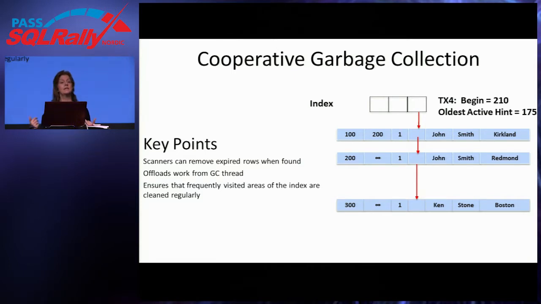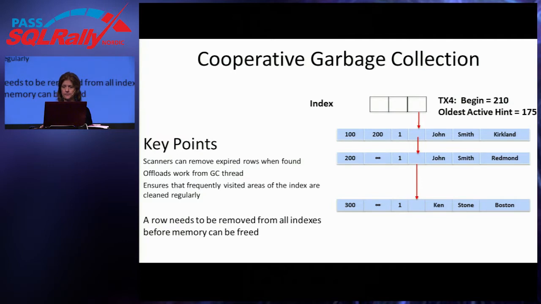That's why we need the main garbage collection thread to go through, and the term that they're using is to sweep the dusty corners that aren't touched by any of your regular index access. This main garbage collection thread has to go through and make sure all rows that have been deleted are unlinked from all indexes.